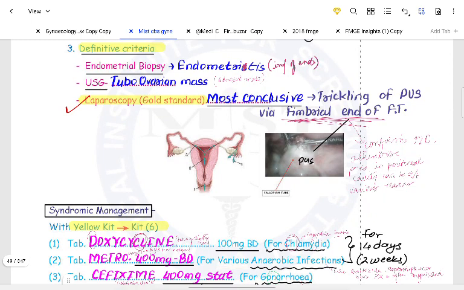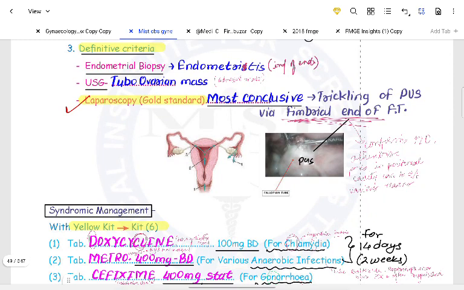We give metronidazole 400 mg BD, and metronidazole is given for various anaerobic infections, because we already said that the most common cause of PID is polymicrobial. So for anaerobic infections, we give metronidazole 400 mg BD for 14 days. Remember, in vaginitis it was for 7 days, but in PID it is for 14 days. And we give doxycycline, 100 mg BD, for chlamydia, for 14 days or 2 weeks.